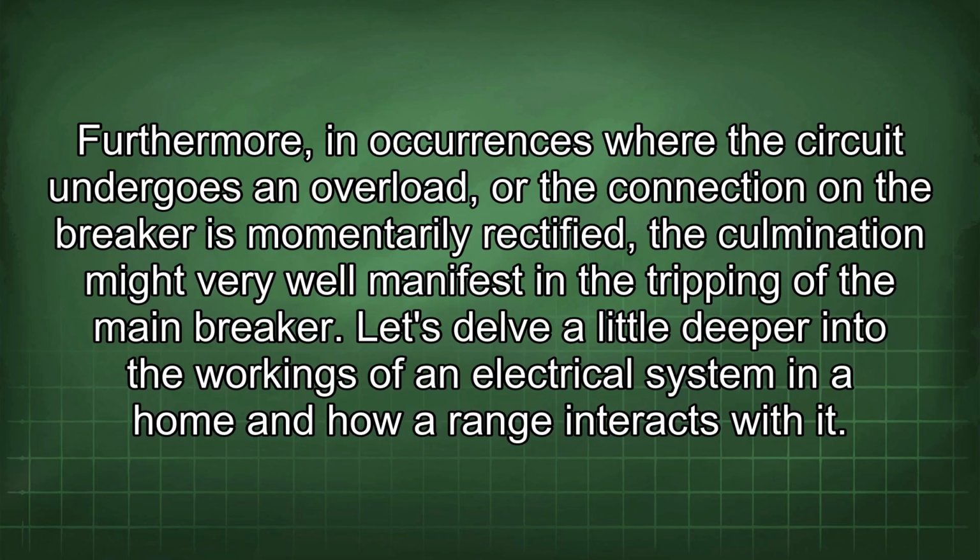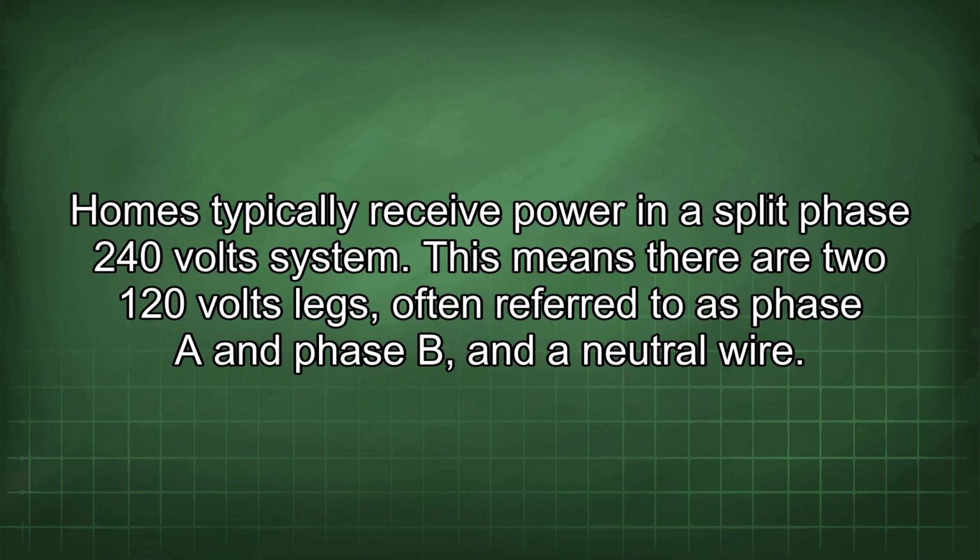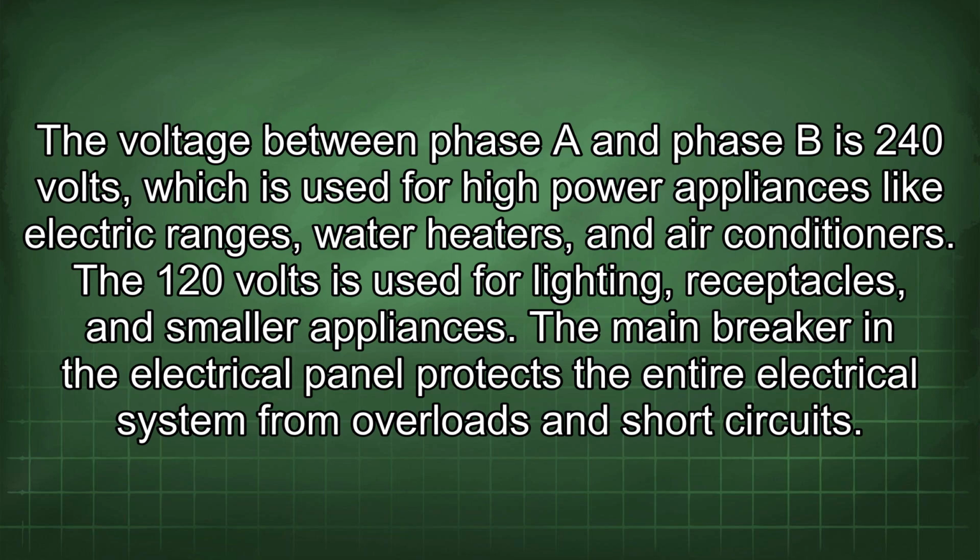Let's delve a little deeper into the workings of an electrical system in a home and how a range interacts with it. Homes typically receive power in a split-phase 240-volt system. This means there are two 120-volt legs, often referred to as phase A and phase B, and a neutral wire. The voltage between phase A and phase B is 240 volts, which is used for high-power appliances like electric ranges, water heaters, and air conditioners. The 120 volts is used for lighting, receptacles, and smaller appliances.